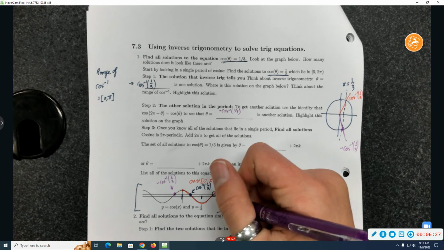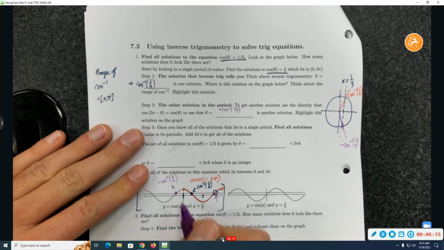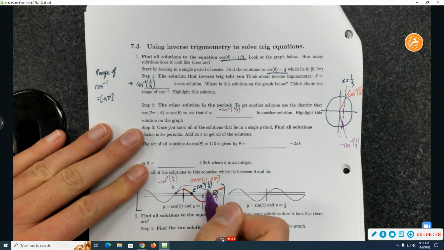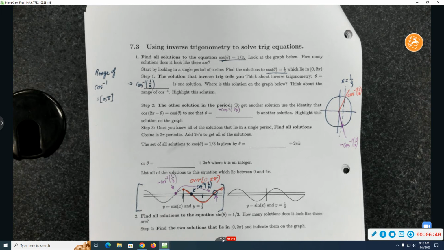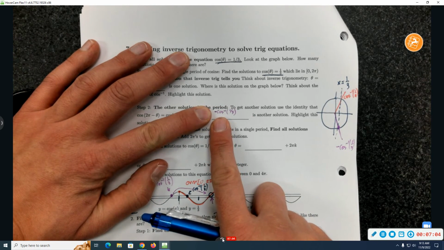Well, it looks like there's the point I'm looking for. That's the other solution that happens to live between 0 and 2 pi. It looks like these 2 points differ by exactly 1 period. What's the period of cosine? 2 pi. So if I took that point and moved it right by 2 pi, that would get me the point I want. So if I just add 2 pi to that, I would get that other point. So inverse cosine of 1/3 is a perfectly fine other solution to use.